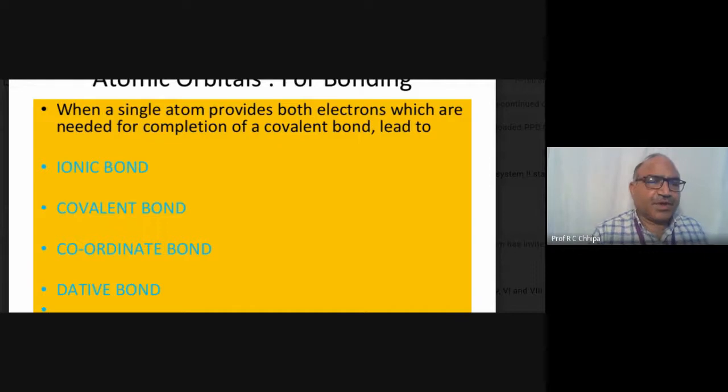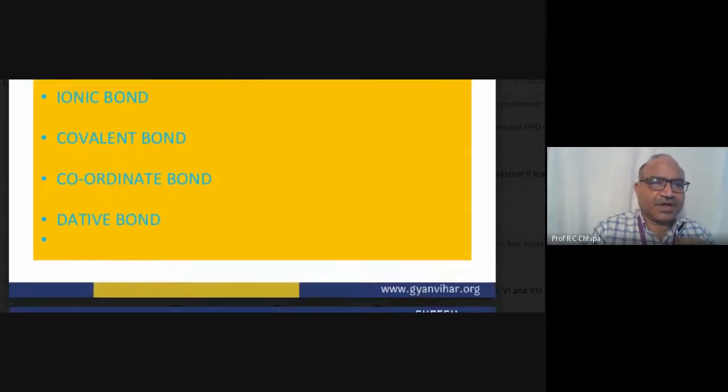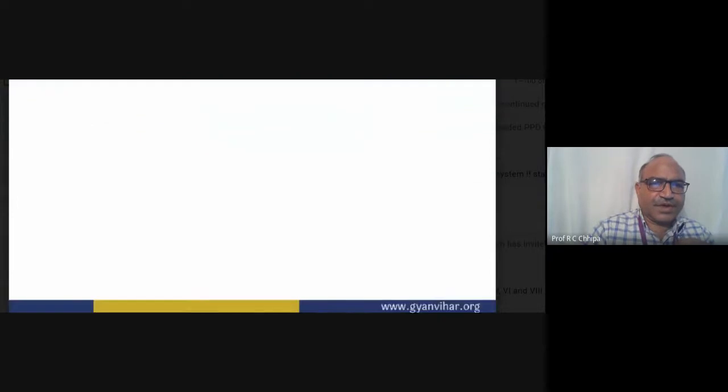Covalent bond because of the pairing of it. Coordination bond is like a covalent bond, but coordination itself. Then the dative bonds are also there, when a single atom provides both electrons which are needed for completion of these two different types of bonding.